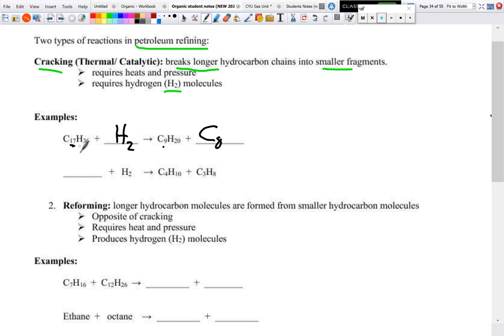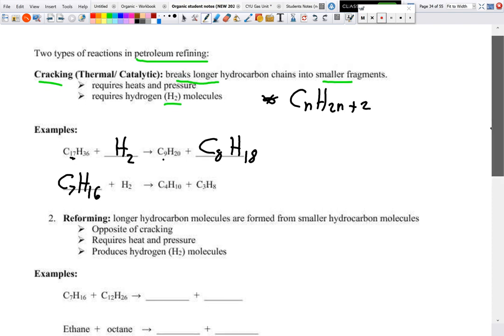Now, as for how many hydrogens, remember, these are going to be alkanes. So you got CnH2n+2. So that should give us 8 times 2 is 16, plus 2 is 18. And of course, we can even look at the reverse. So if we know the two products, C4 and C3, two of those together is C7. And of course, we do our math of CnH2n+2, so we get C7H16. So that is our cracking.